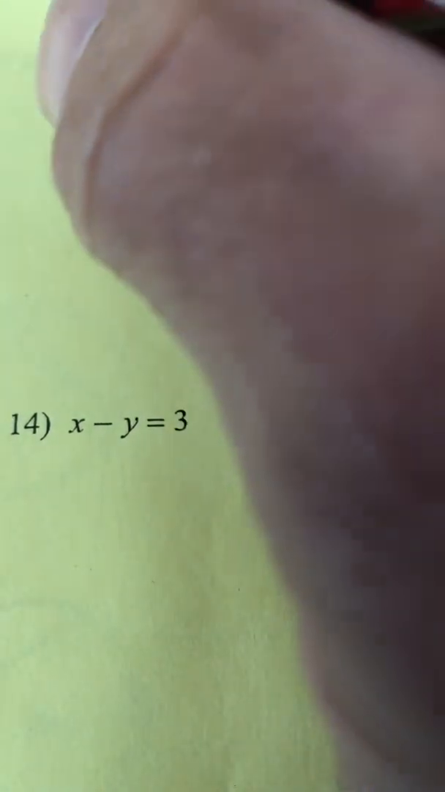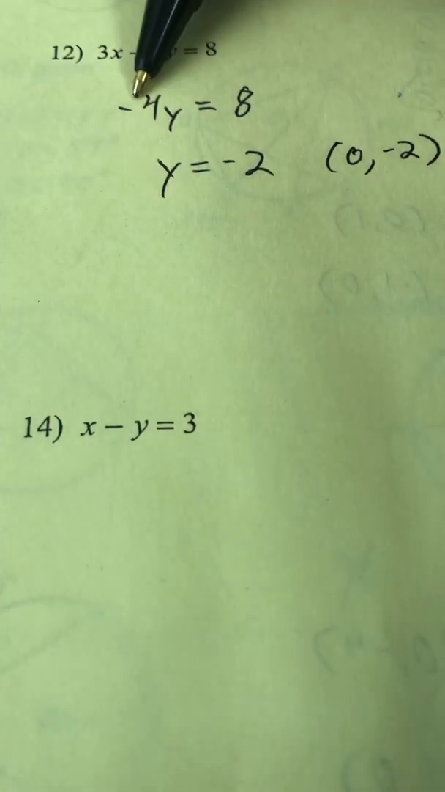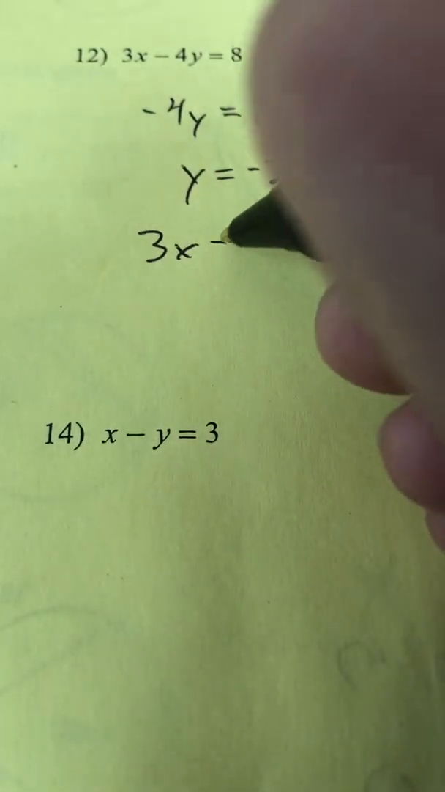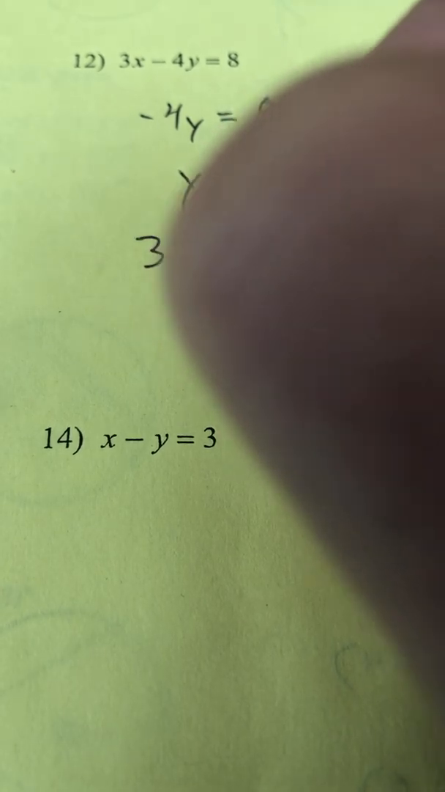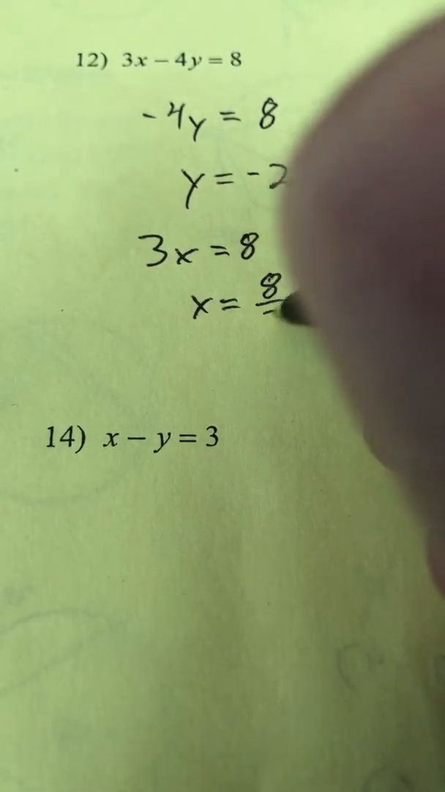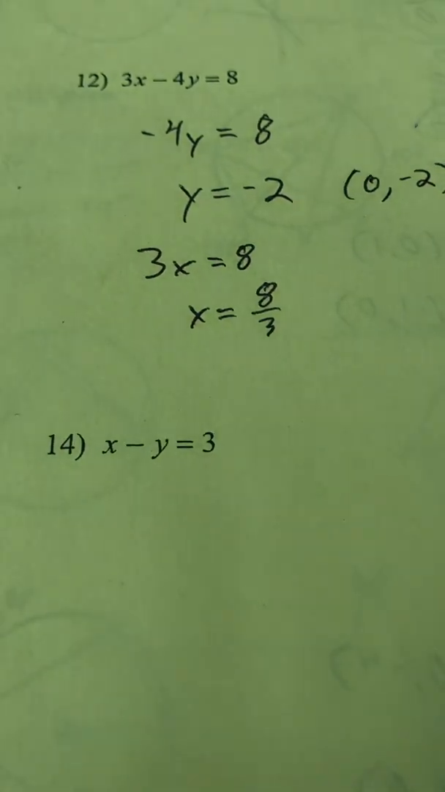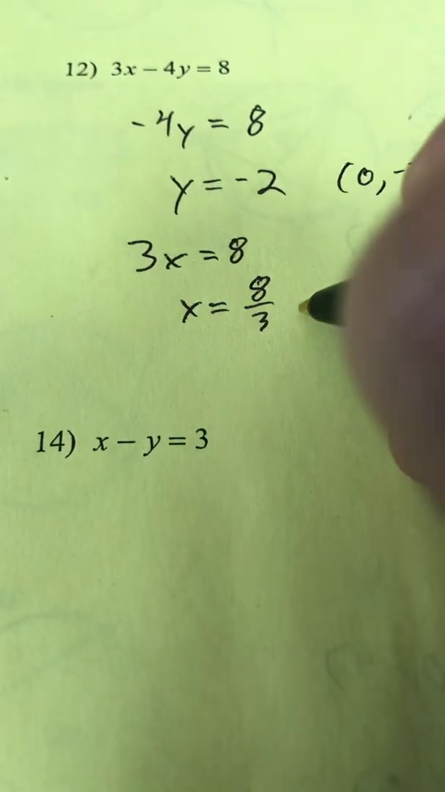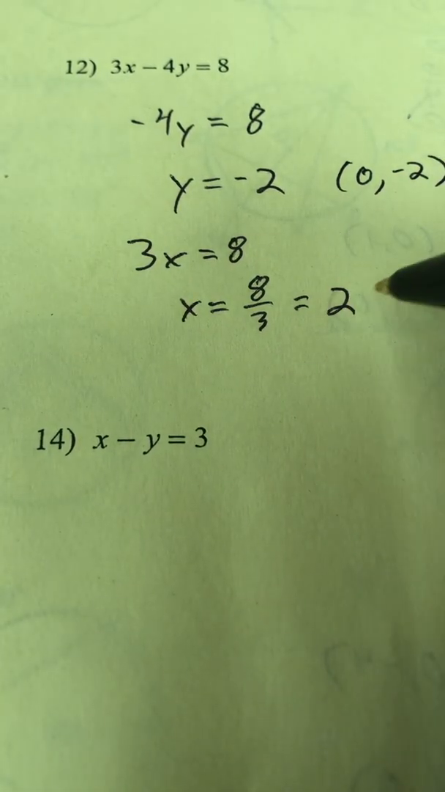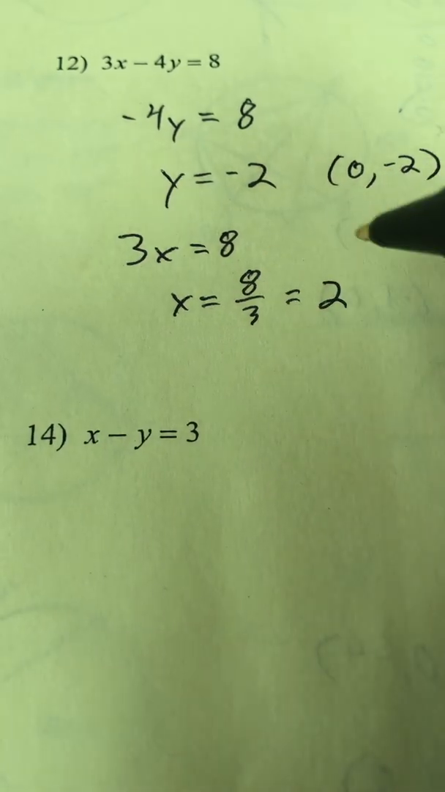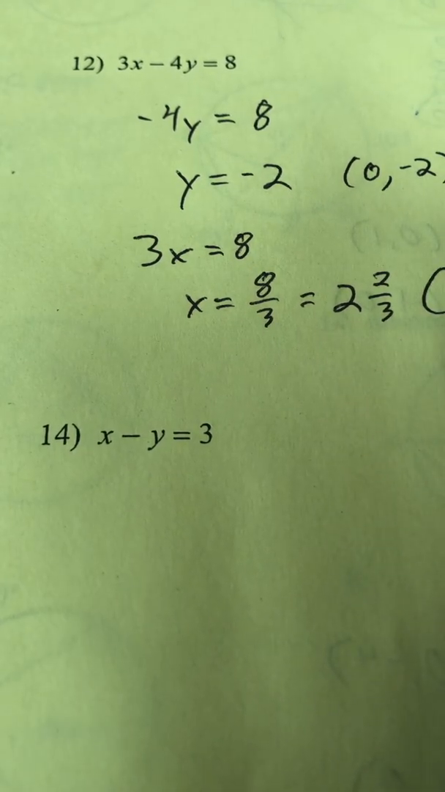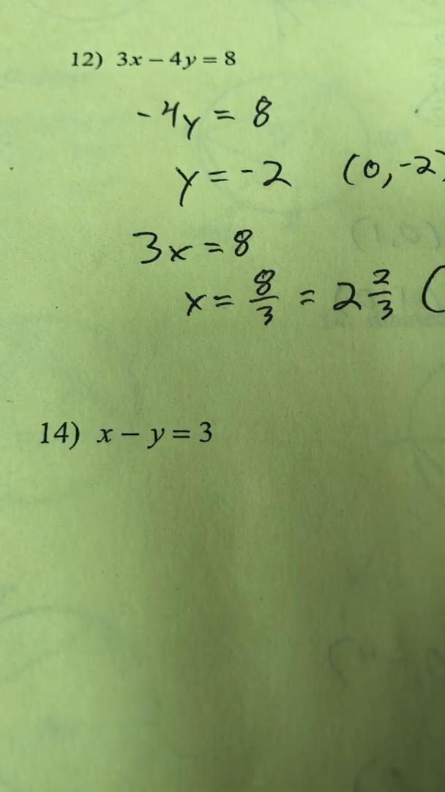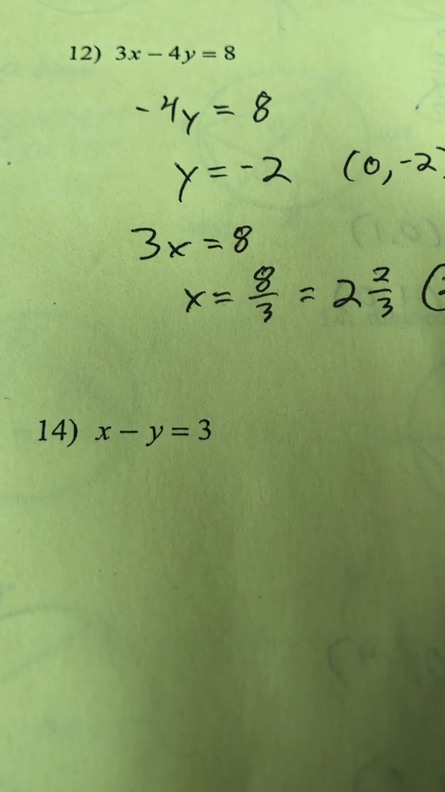And then I'm going to go with when y is 0, what would x be? So it would just be 3x equals 8, and then that would be x equals 8 over 3, or you could say 2 and 2/3. So when y is 0, x is 2 and 2/3.